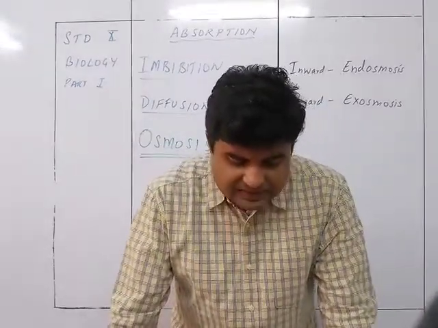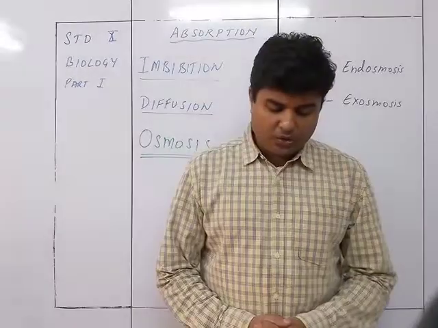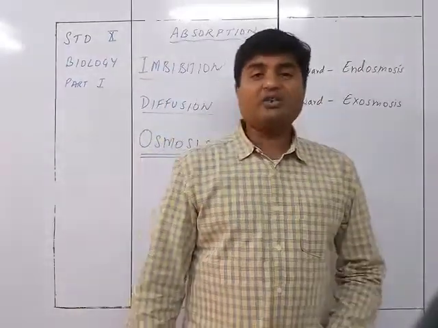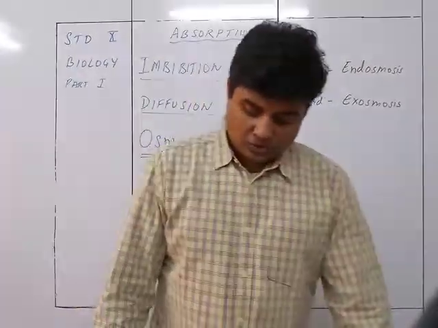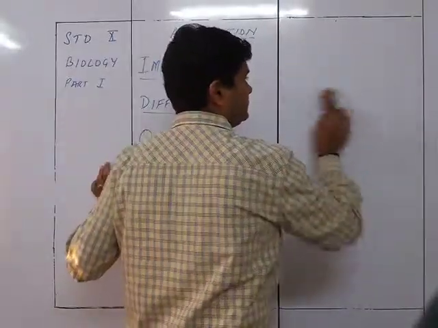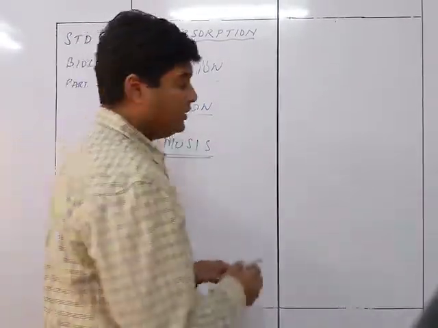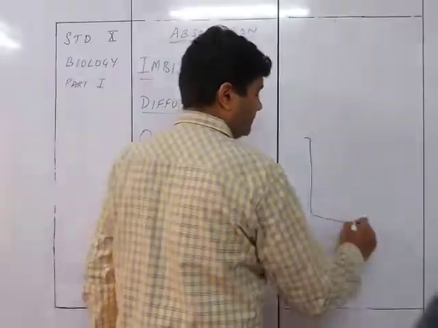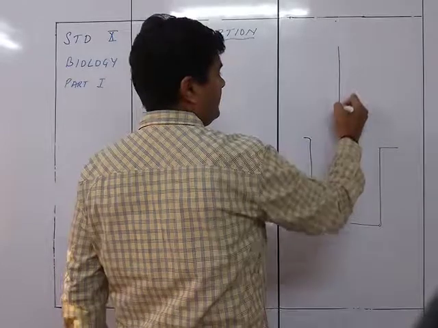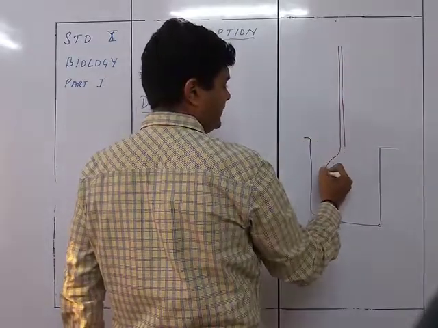So now we see a particular experiment about osmosis. It's a very important experiment and we normally follow this. Questions are normally asked based on this particular experiment. So let's understand this experiment. In this experiment, you take a beaker and then you take an inverted thistle funnel. So you bring a thistle funnel which is inverted like this.